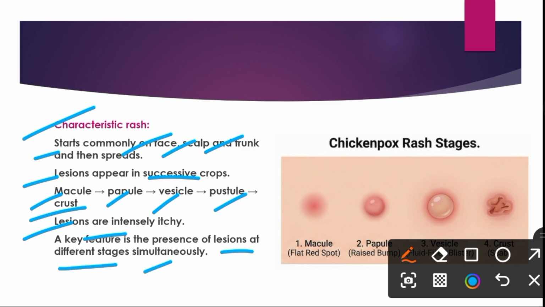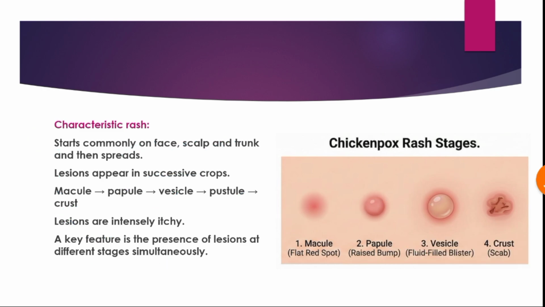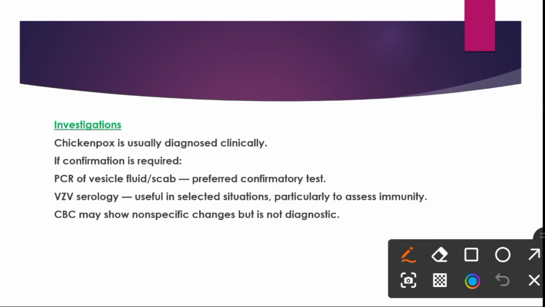These lesions are intensely itchy in nature, and a key feature is the presence of lesions at different stages simultaneously. So the stages of chickenpox include, initially, a macule, which is a flat red spot, which then becomes a papule, which is a raised lesion, and the papule becomes a vesicle, which is a fluid-filled blister. When pus is collected in the vesicle, it is called a pustule, and when the pustule ruptures, it forms a crust.